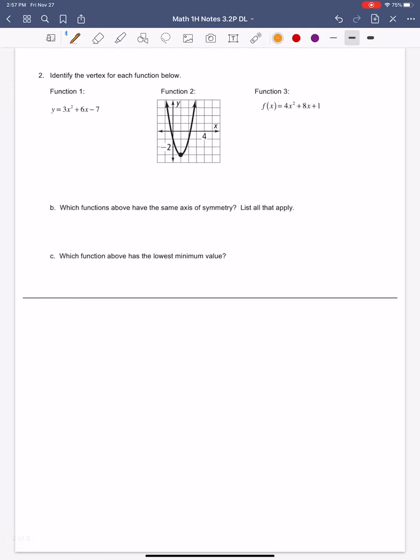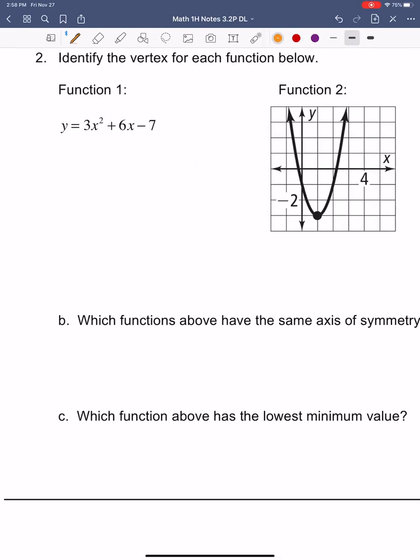It says identify the vertex for each function below. We're just going to use our first step, finding the axis of symmetry, and then we'll plug it back in. So I need to find A, which is 3, B, which is 6, and C, which is negative 7. Now I'm going to start by finding the axis of symmetry. x equals negative b over 2a. That's going to be negative 6 over 2 times 3, which is going to give me a negative 1.